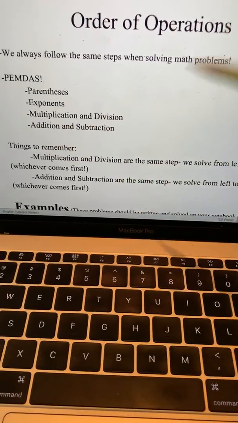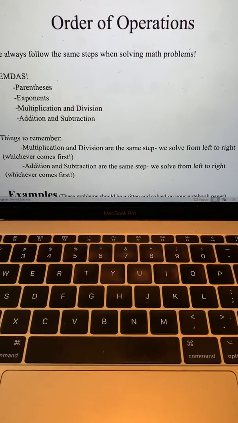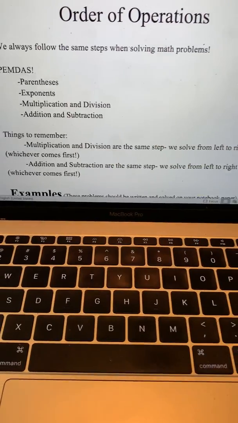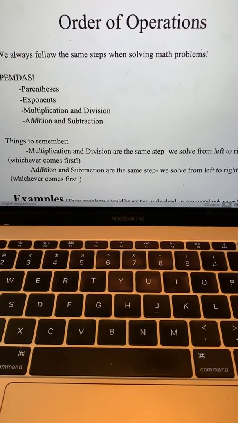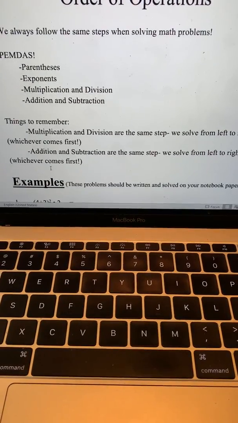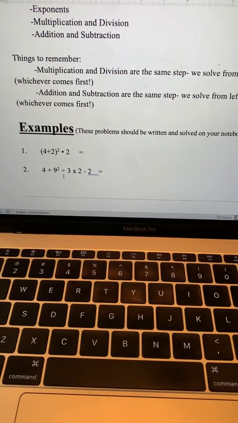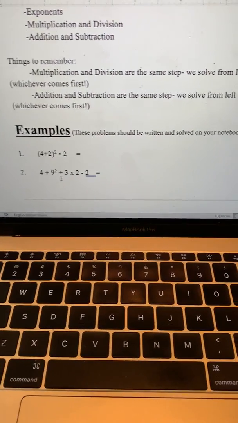Why did I put addition and subtraction on the same line? Because they're the same step. When we get both of those in a problem, we always solve from left to right, whichever comes first. Same with addition and subtraction. Okay? We're going to work through some examples together, and then you're going to try some on your own. Our first example is 4 plus 2 to the second power times 2. On my paper, I'm going to write examples.